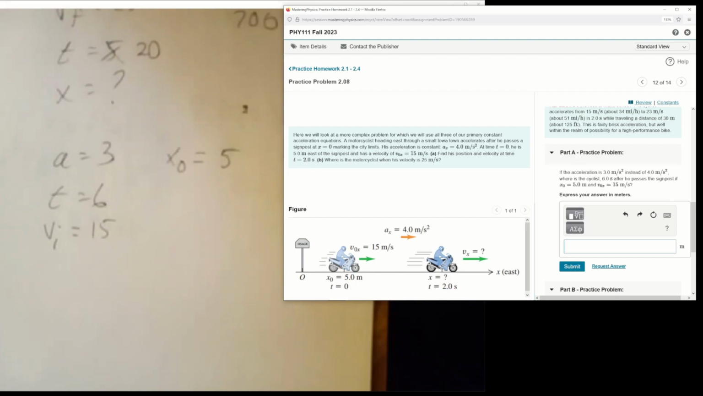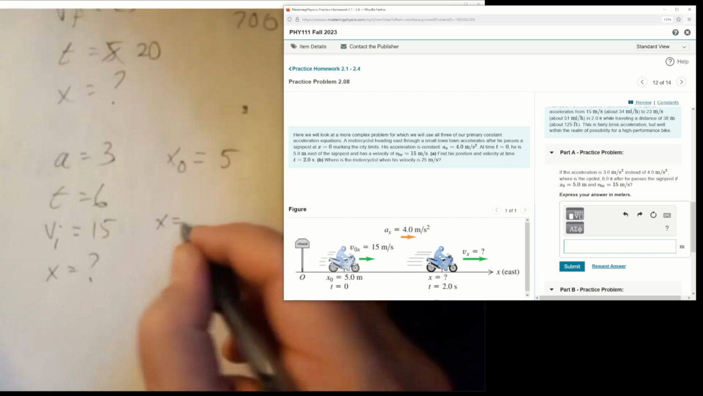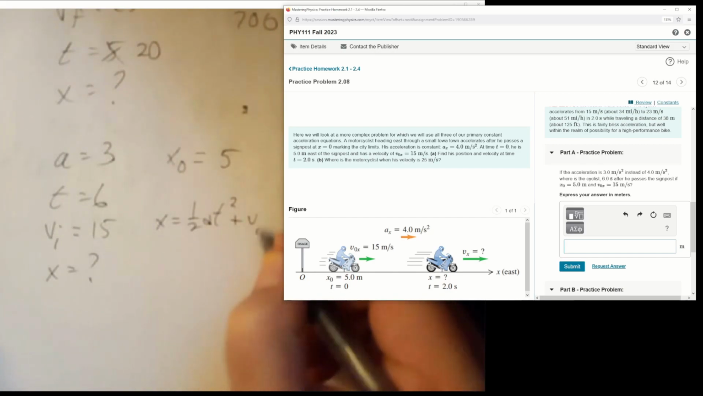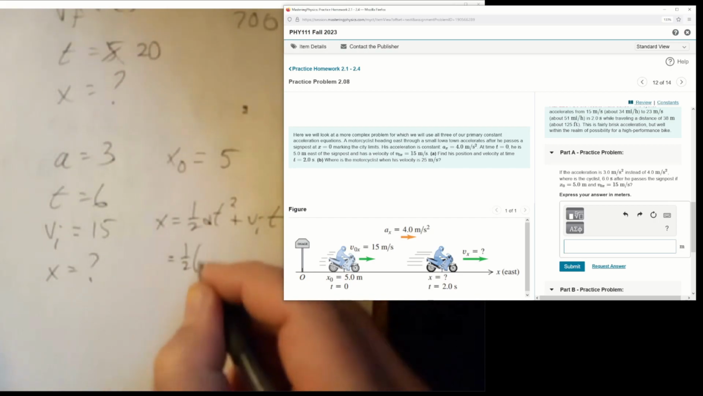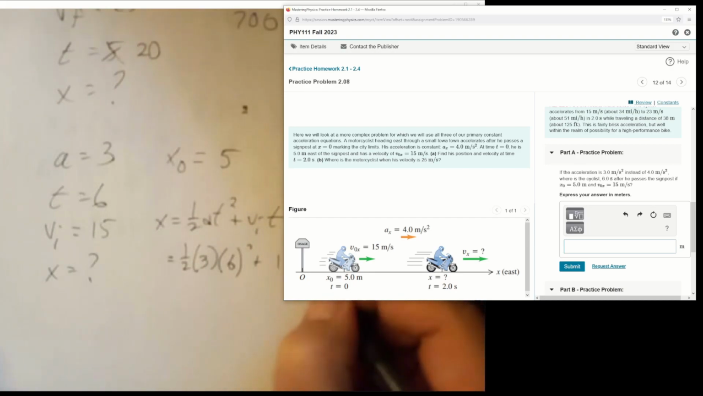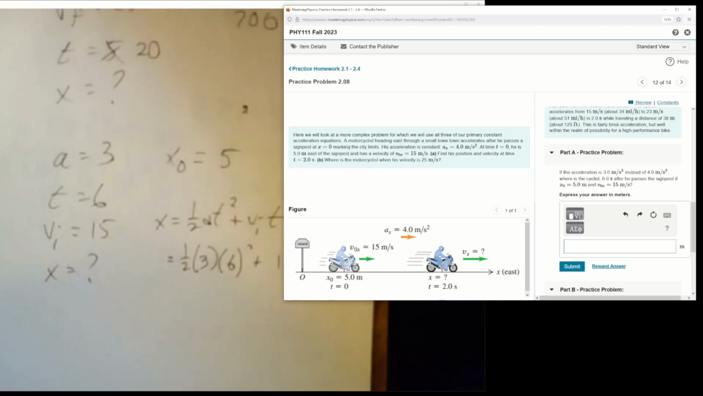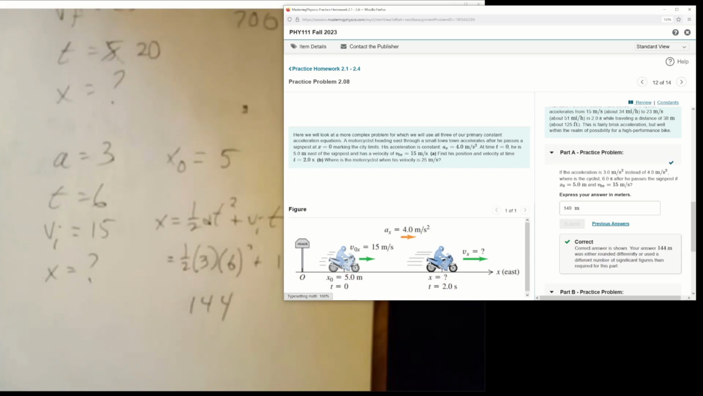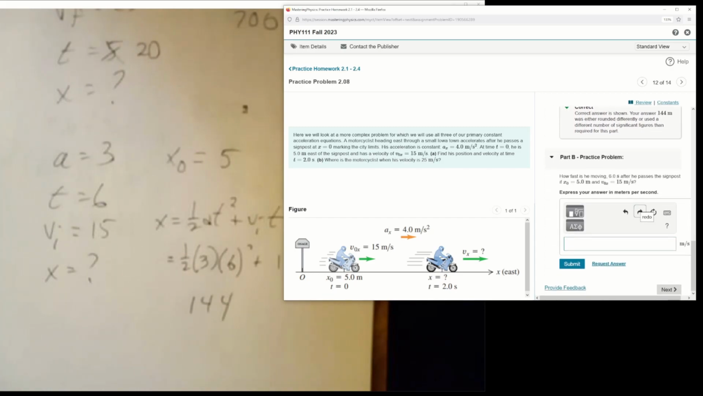So it wants to know where is the cyclist. All right, so that is looking for position. And again, we can use the position result and punch it into the calculator. And part B.